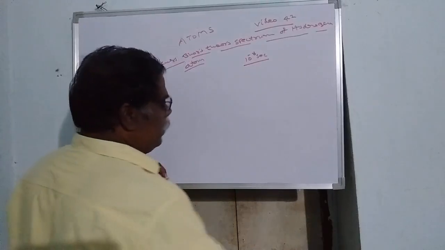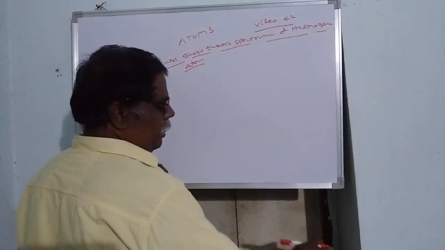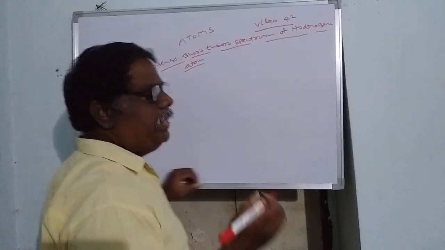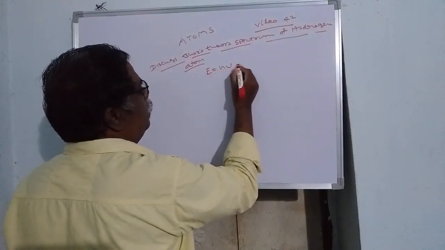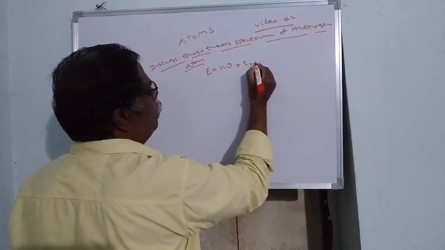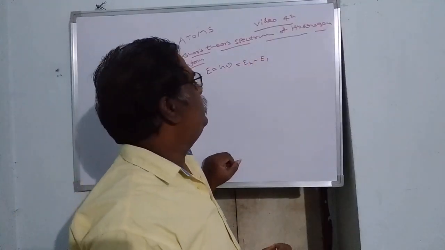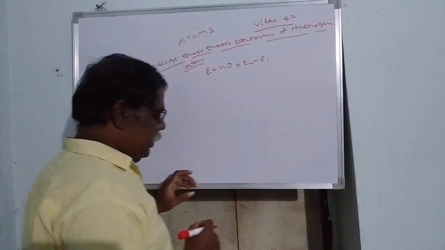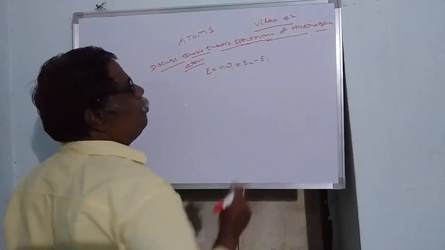So when an electron jumps from one orbit to another orbit, or from a higher energy level to a lower energy level, it can emit radiation. So E is equal to h nu, that is equal to E2 minus E1, the energy difference between the orbits. Here h is Planck's constant, nu is the frequency. Now, spectral series. Spectrum is nothing but a group of wavelengths.